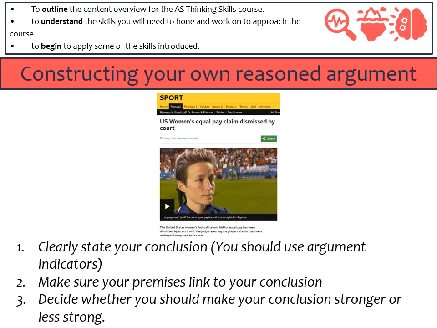I'd like you to clearly state your conclusion, and you should try and use argument indicators in that, so things like ergo, so, therefore. Make sure that you have premises that link to that particular conclusion. So if you believe that Megan Rapinoe and the other members of the US women's football team are correct in asking for equal pay, or if you believe that the judge has got the sounder argument, then you need to have premises that link to that particular conclusion, and decide whether you should make your conclusion stronger or less strong. That's a tough one, that final one, so it's up to you whether or not you decide to do that.